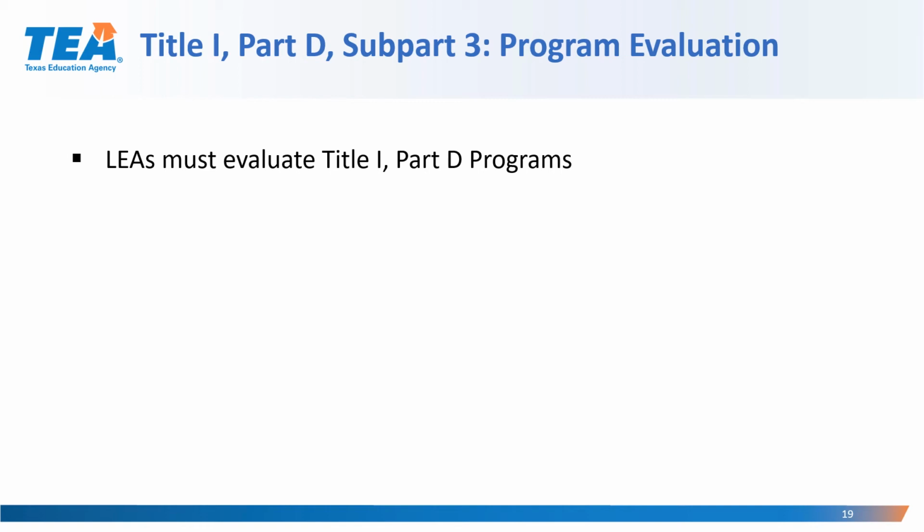Title I Part D Subpart 3 discusses the requirements for program evaluation. In conducting each evaluation under ESSA Section 1431, an LEA shall use multiple and appropriate measures of student progress. Each LEA must submit evaluation results of the Title I Part D programs to the TEA. The annual data would be reported on the TEA Compliance Report.